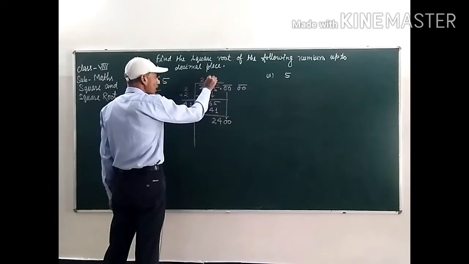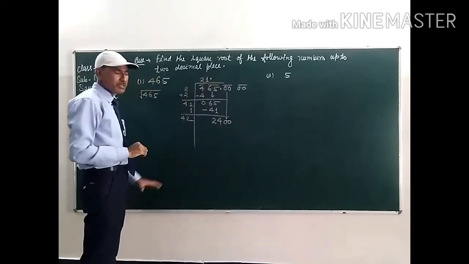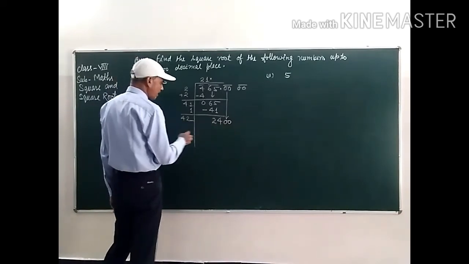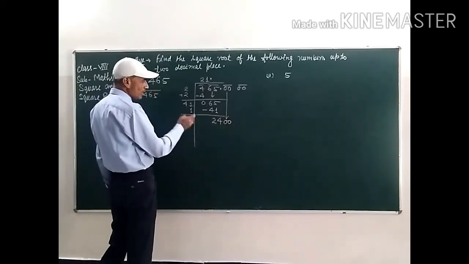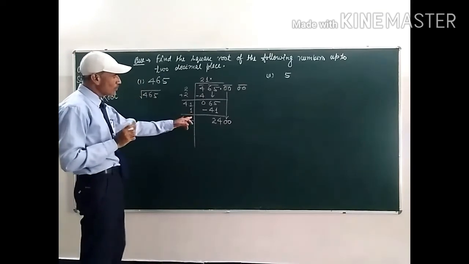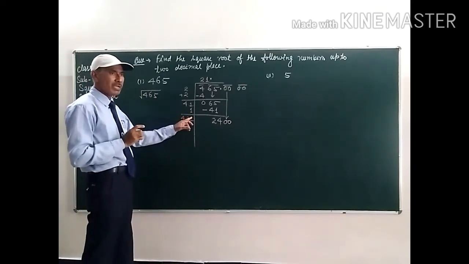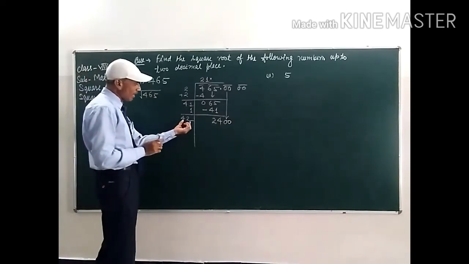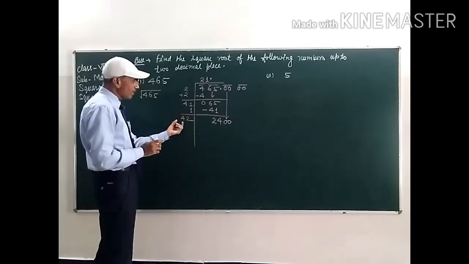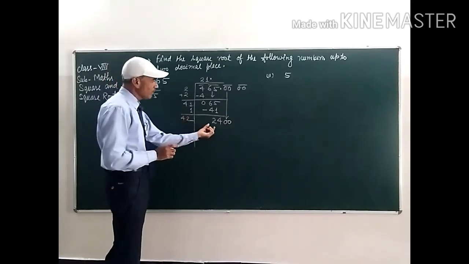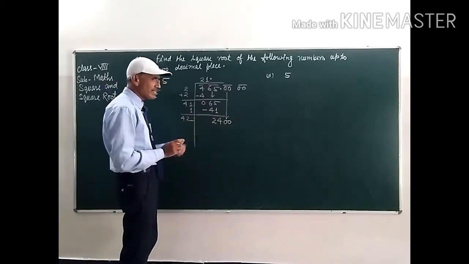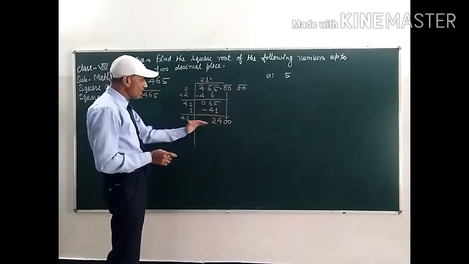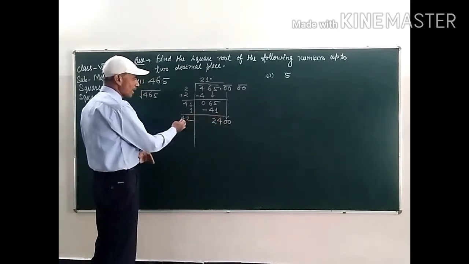So you have to put a decimal here, clear students, and this number is 2400 and this number is 420 to 429, because you have to write a number here from 0 to 9. Students, now we will take a number such that when we multiply it by itself, it does not exceed 2400.